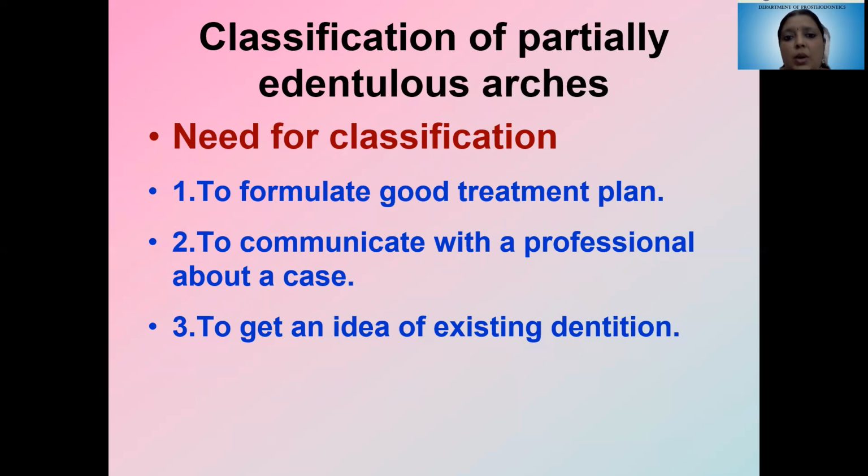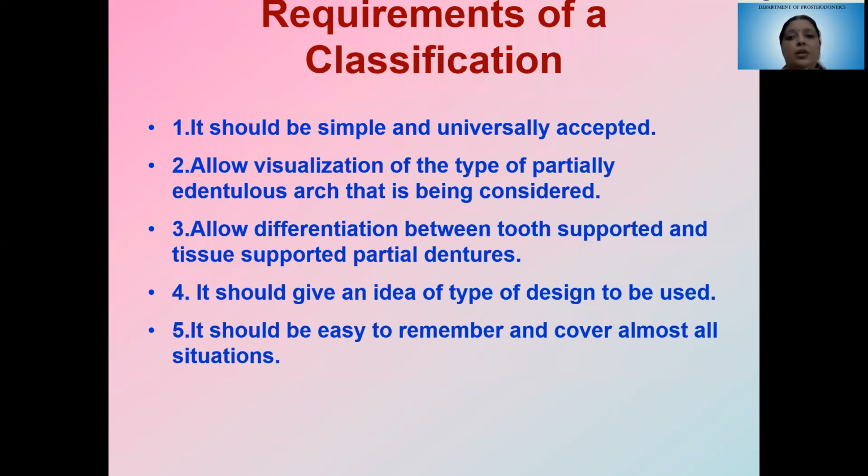I cannot, every single time, just write a patient with missing teeth, for example, 11, 12, 24, 25 has come to the clinic. That is not a very practical situation. And to formulate a good treatment plan, I need to classify the edentulous arches for good communication, for record keeping. Now, when I tell you this is a patient with this classification, the listener must immediately get a mental picture of what is there in the patient's mouth. So for all that, we need a classification. And what is the kind of classification that we need?